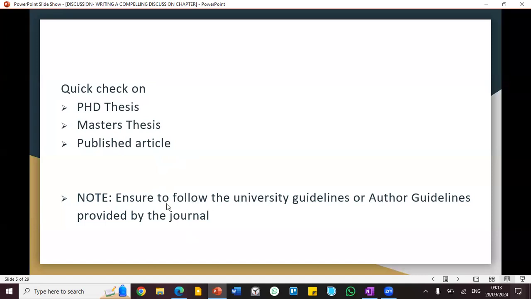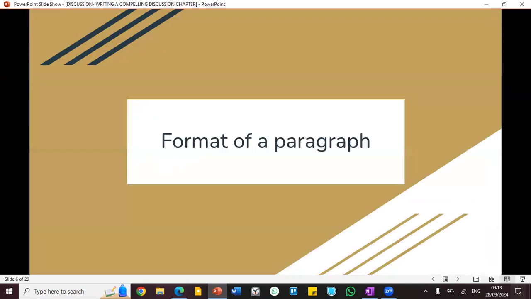As we go through this discussion, I wish to emphasize that you need to follow your university guidelines, or if you have some manuscript, you follow the guidelines of the journal or the advice of your supervisor. So this is just for learning purposes, just to improve on what you already know, and also you stick to your supervisor's guidelines. Let's see how a paragraph should be formatted in a discussion.